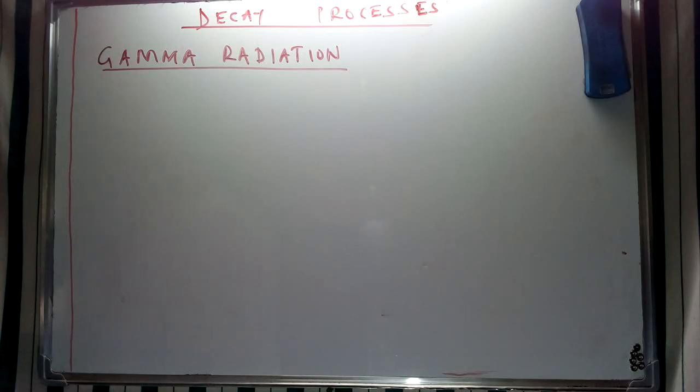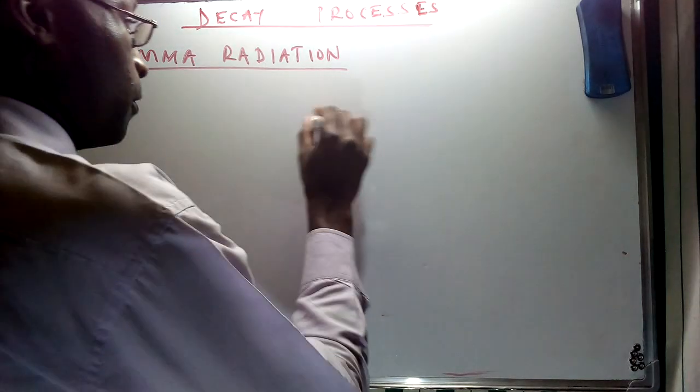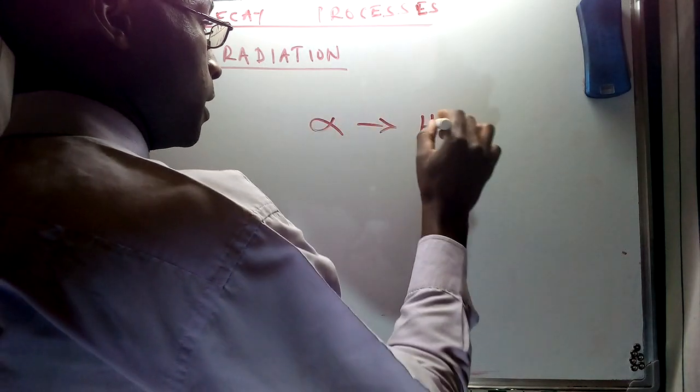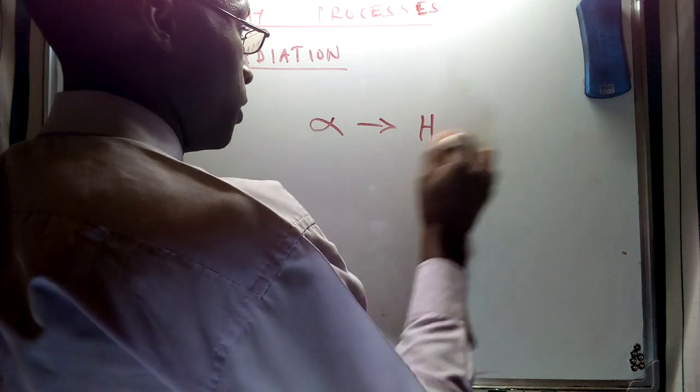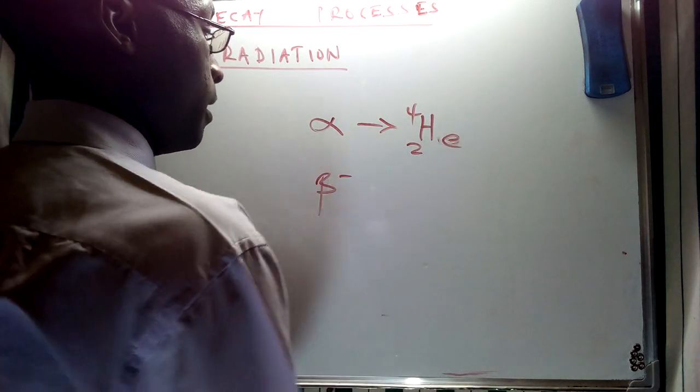Hi guys, in this discussion we're going to look at the concept of gamma radiation. From the various characteristics that we gave for the previous two, alpha and beta particles, we mentioned that alpha particles are basically the helium nucleus, and beta particles are electrons. We had given two aspects of these decay processes that we mentioned earlier.